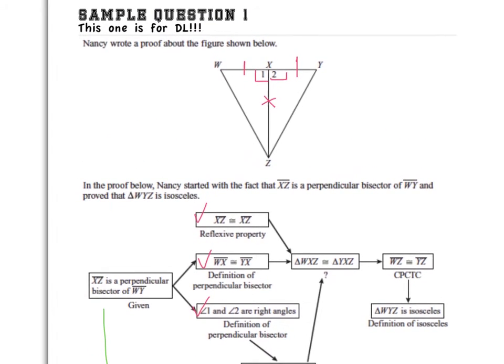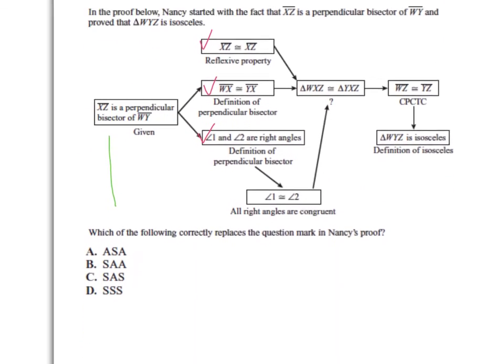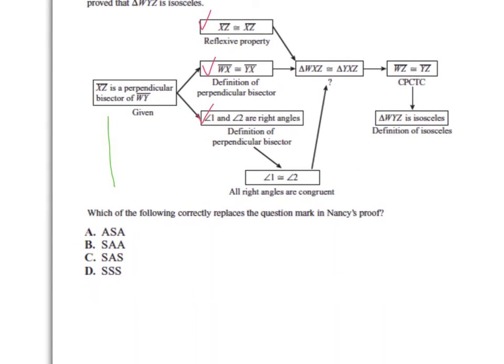And when we look at the picture, I can think about hypotenuse leg. That would work because these are right triangles. However, I don't have any information about the hypotenuse. So hypotenuse leg is out. However, I do have, looks like side angle side here. So let me go down and see. This is a multiple choice question, and there's side angle side there. So the answer is C.